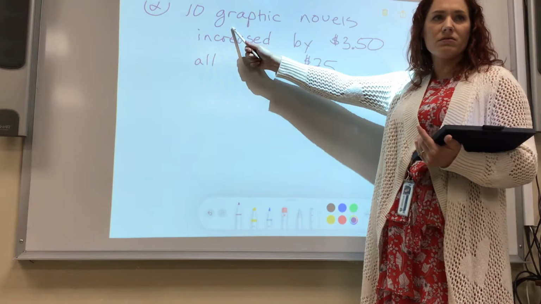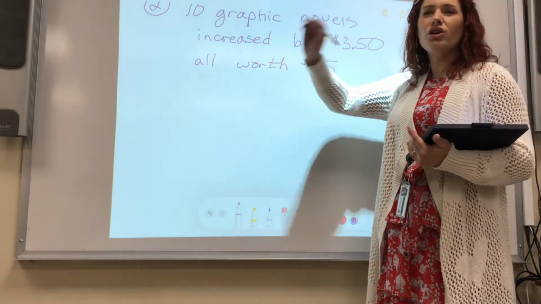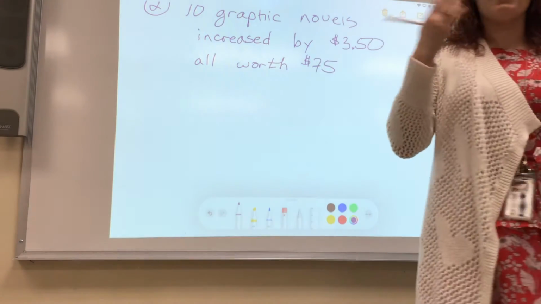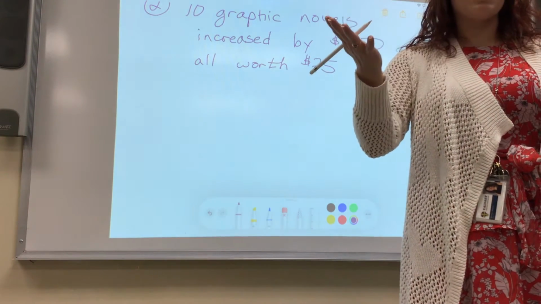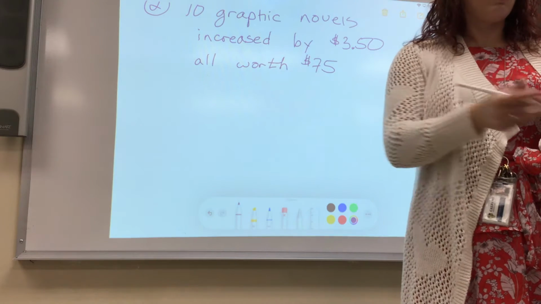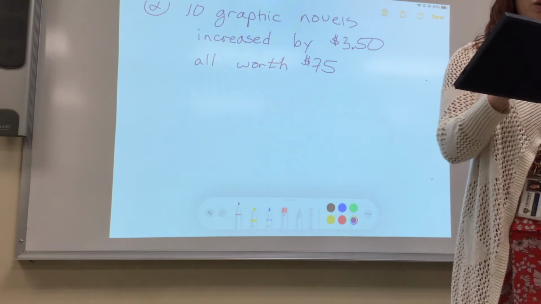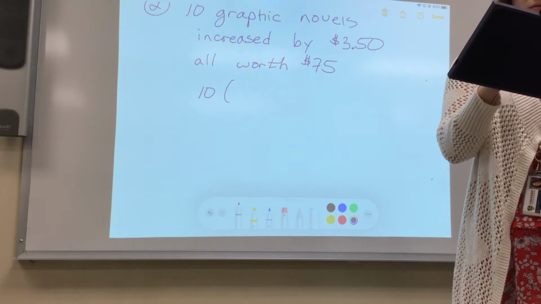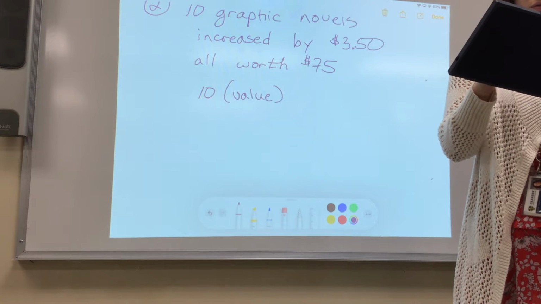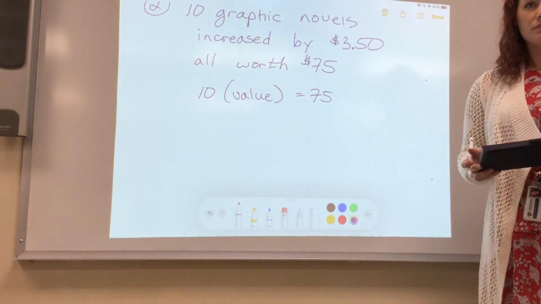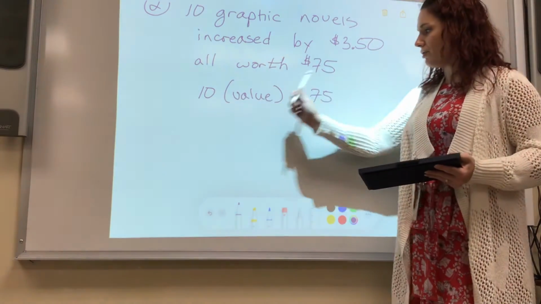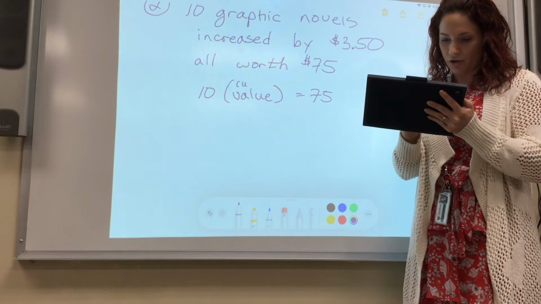10 times, no, I don't mean in general. If you've got 10 things and you want to know how much their total value is, you take 10 times how much they're worth, right? So in general, we're going to do 10 times value, and we want that to be $75. 10 times the current value is going to be $75. I'll put current.